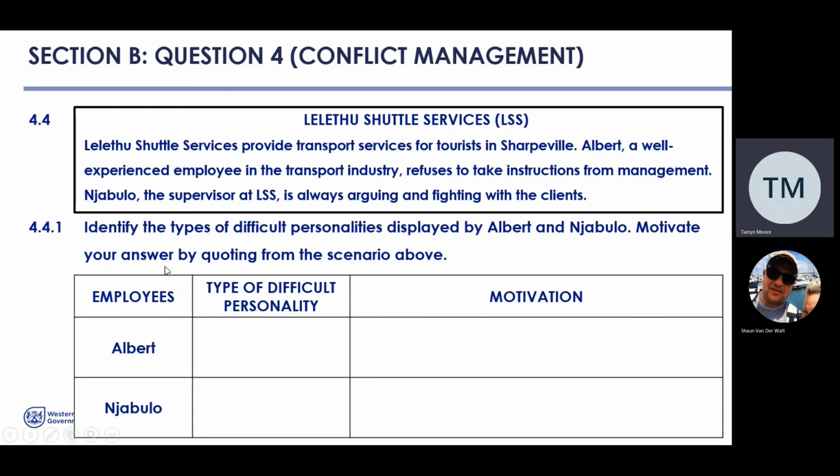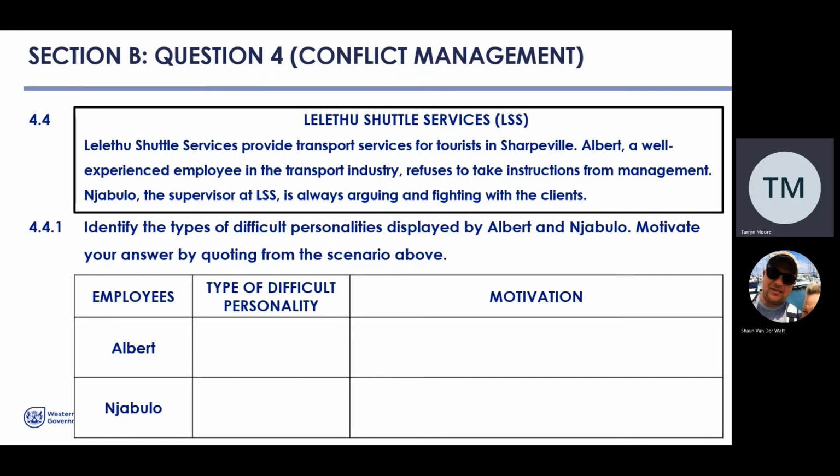You need to identify the type of difficult personality for Albert, employee 1, and you need to identify the second difficult personality, Njabula, as number 2. And I need to provide a motivation. Where am I going to get the motivation? I'm going to get the motivation from the scenario. Now again, as I stated in the previous questions, the first statement is just getting you into the groove, into the vibe of the scenario, the setting.